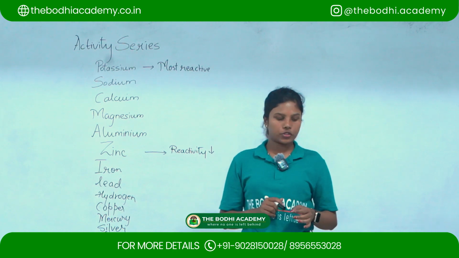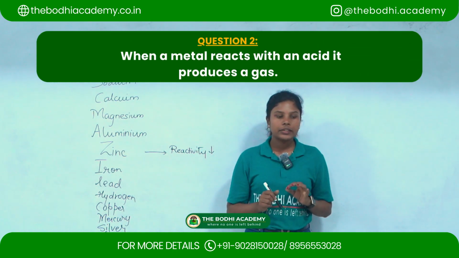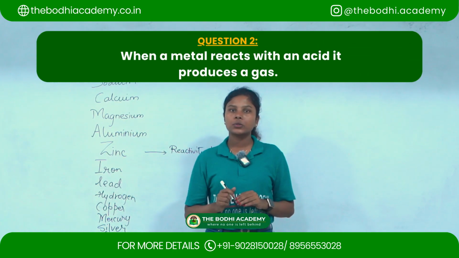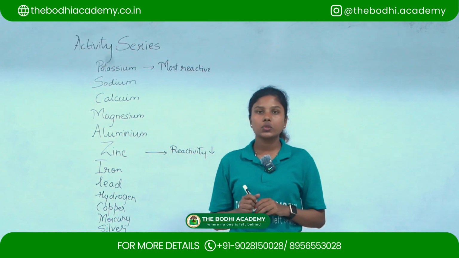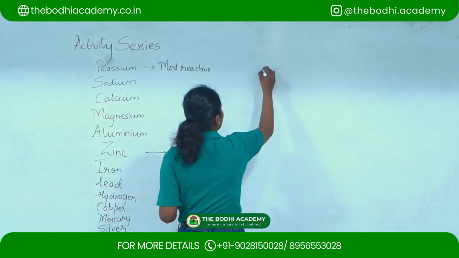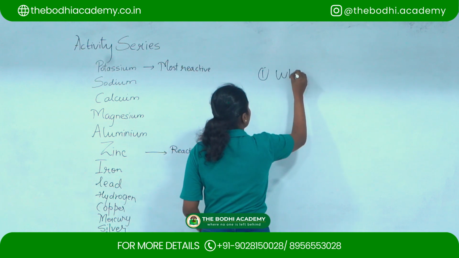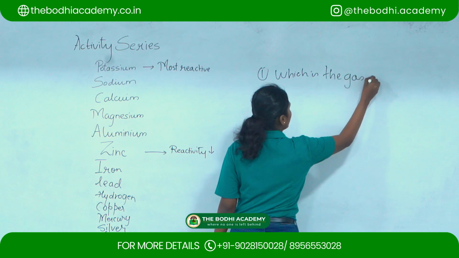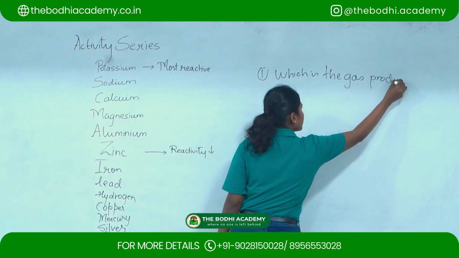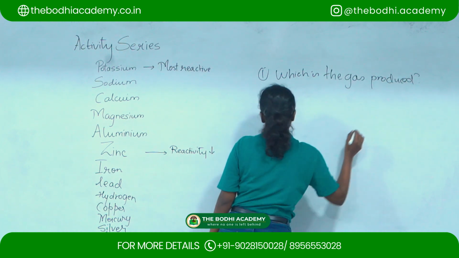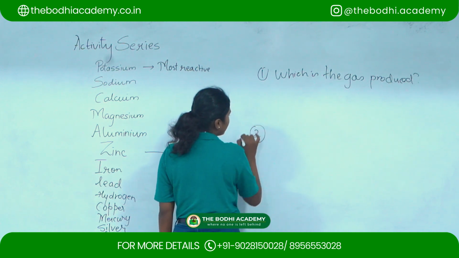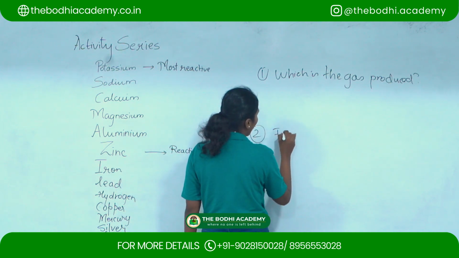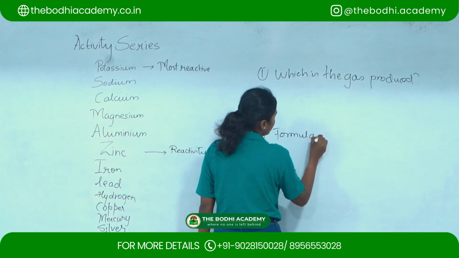Moving to the second question. When a metal reacts with an acid, it produces a gas. The first question is which gas is produced, and the second one is we have to write the formula for the gas that is produced.